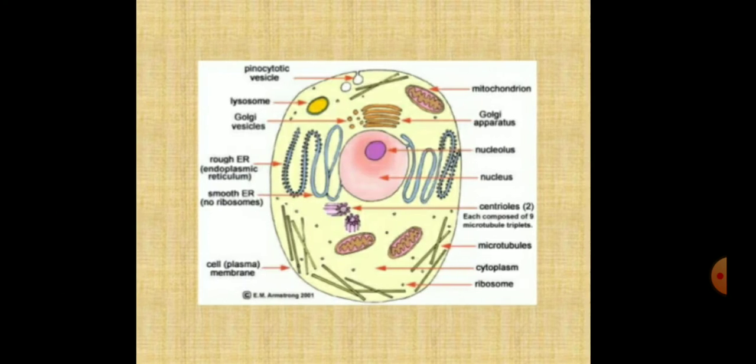So children, you can see the picture of an animal cell. In the animal cell, the nucleus is present in the center and all the organelles like mitochondria, ribosomes, smooth ER, rough ER, Golgi apparatus, lysosomes are present here. The centriole is also present, and the outer covering is called the cell membrane or plasma membrane.